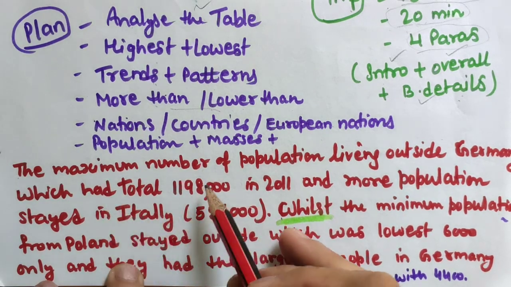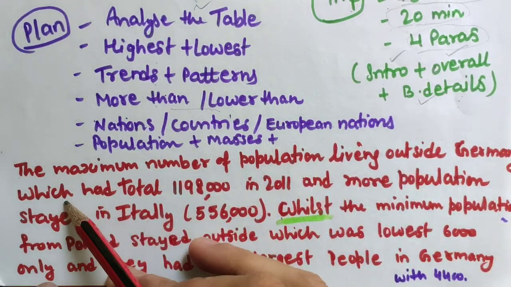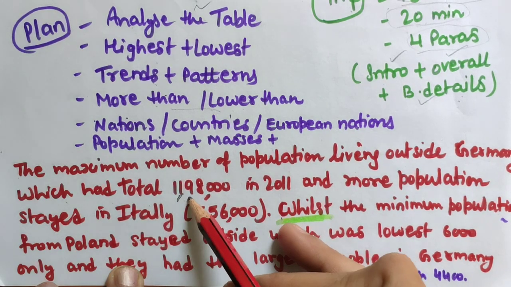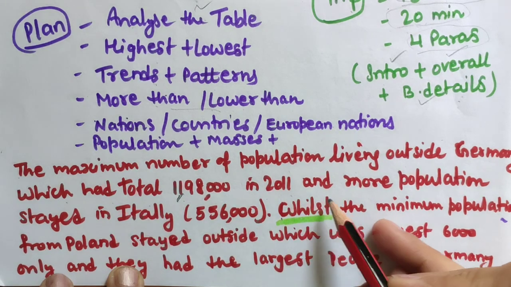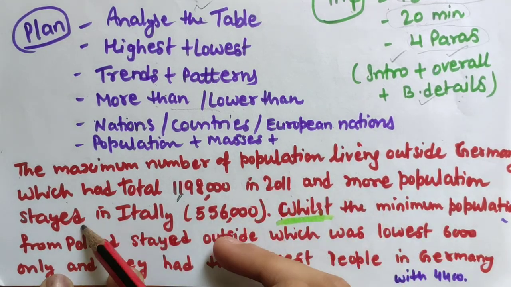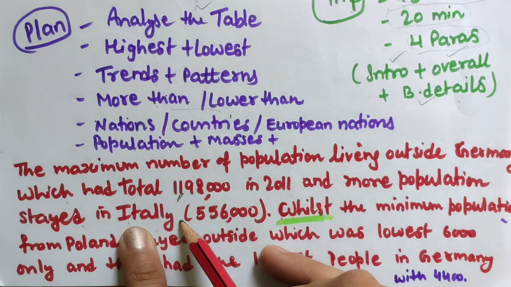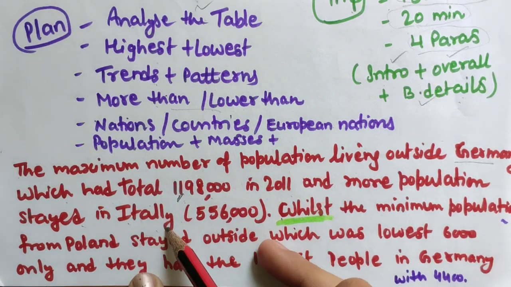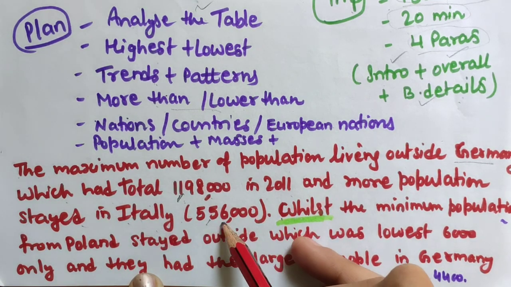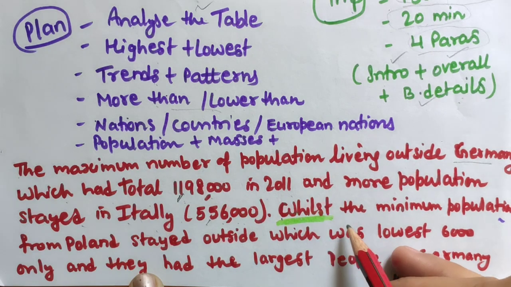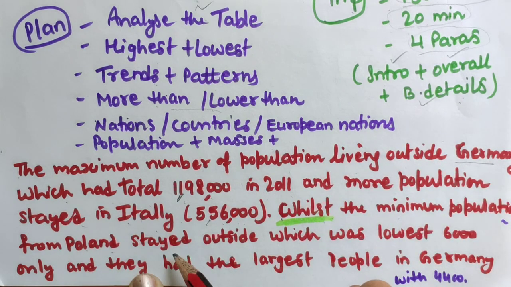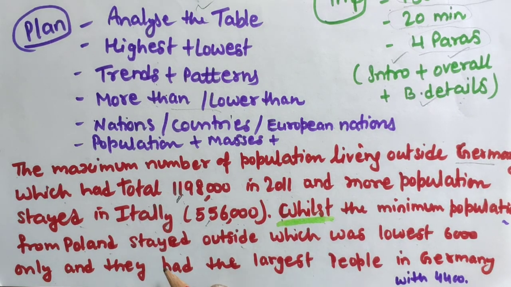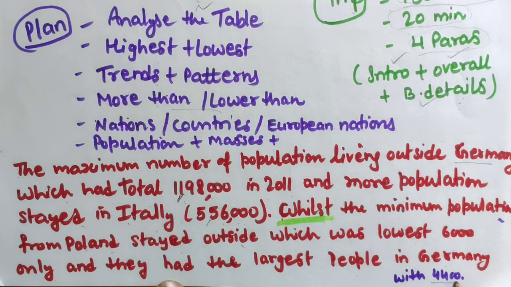Now see this, maximum number of population living outside Germany, which had a total of 11 lakh 98,000 in 2011. And more population stayed in Italy. So we are talking about Germany, 11,98,000 in 2011. More population stayed in Italy, 5,56,000, whereas the minimum population from Poland stayed outside, which was lowest, 6,000 only in total. This is total, and they had the largest people in Germany with 4,400.